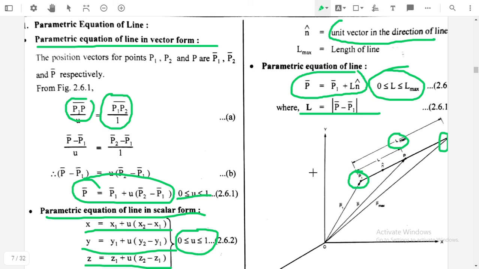Okay, so that is enough for today's session. In the next lecture we will discuss how we can represent the circle and its arc.